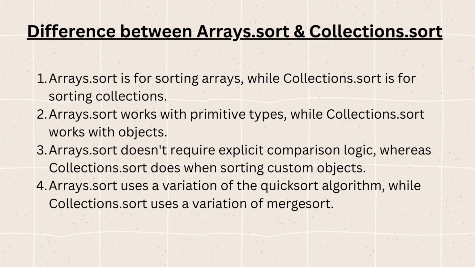Now let's address the key differences between the two methods. First, Arrays.sort is for sorting arrays, while Collections.sort is for sorting collections. Second, Arrays.sort works with primitive types, while Collections.sort works with objects. Third, Arrays.sort doesn't require explicit comparison logic, whereas Collections.sort does when sorting custom objects. Arrays.sort uses variations of the quicksort algorithm, while Collections.sort uses variations of merge sort.